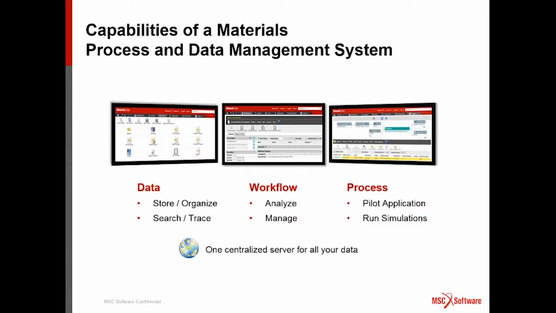I want to start off by talking just about some of the basic capabilities from a process and data management system to manage your materials. We see it as three key pillars. The first one is the data management aspect, being able to keep, store, organize, search, and trace that materials, trying to keep precise pedigree all the way from your test data to the allowables that are used in the engineering design. The next pillar is workflow.